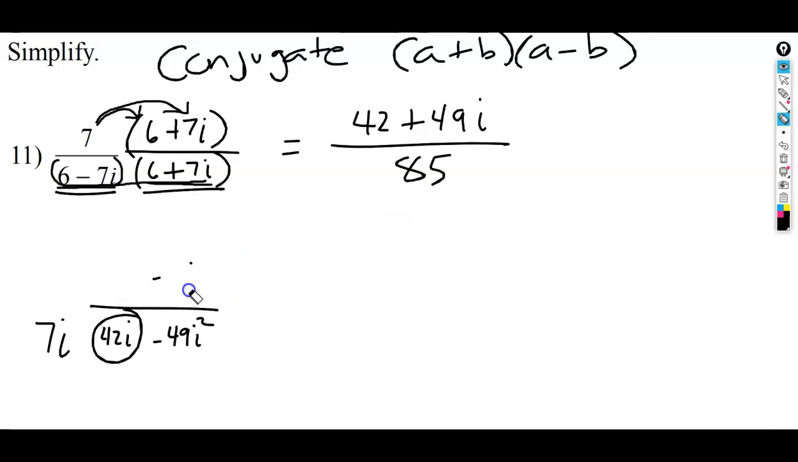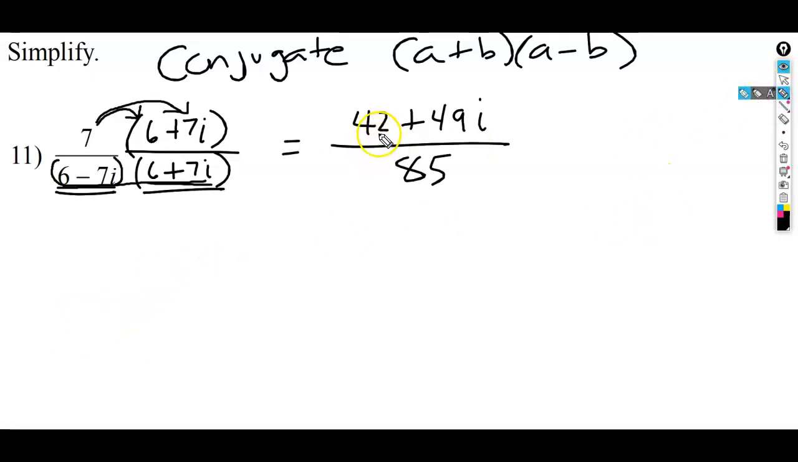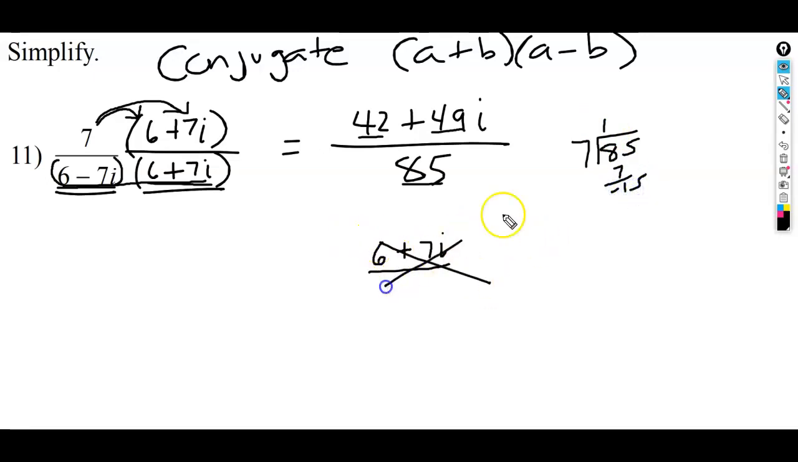It's possible that if you can find a number that goes into all three coefficients, then you can reduce it. So is there anything that divides into 42, 49, and 85? I think 7 does. Let's see. 7 goes into 42 6 times. 7 goes into 49 7 times. And I think it goes into 85 also. Let's see. 7 goes into 85. No, I don't think so. Pretty sure now it does not actually. So, no. Okay, never mind.